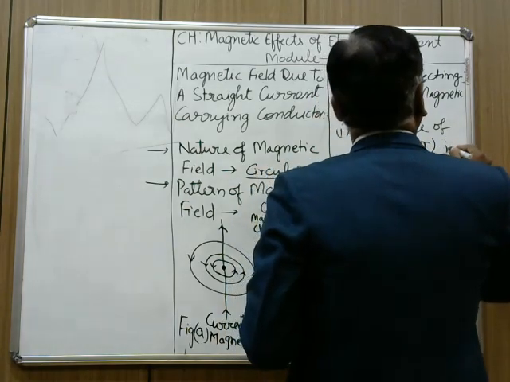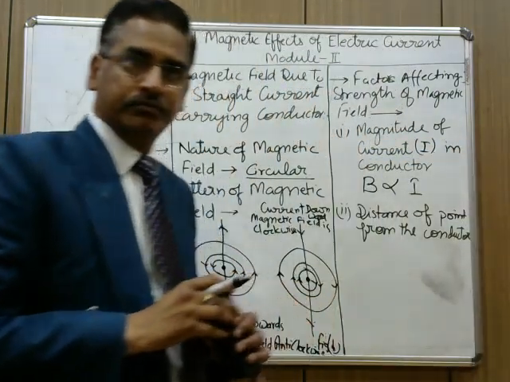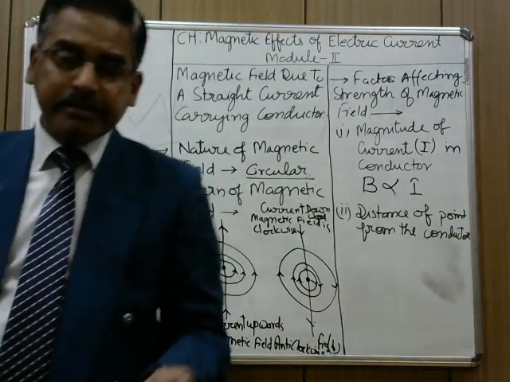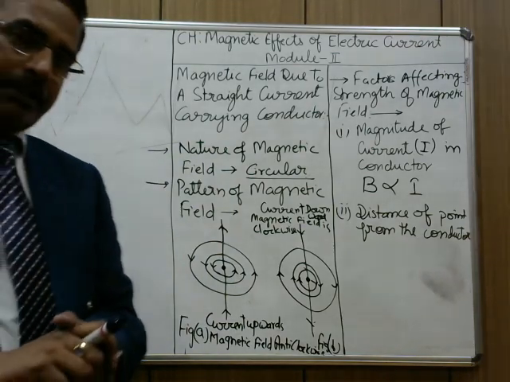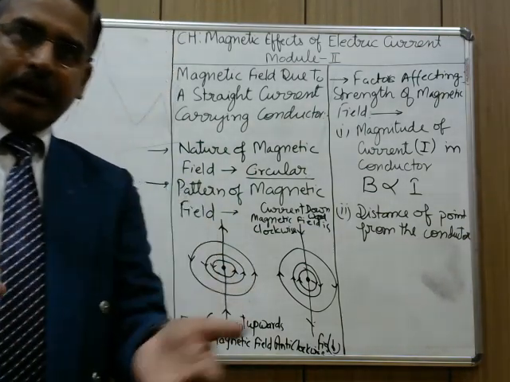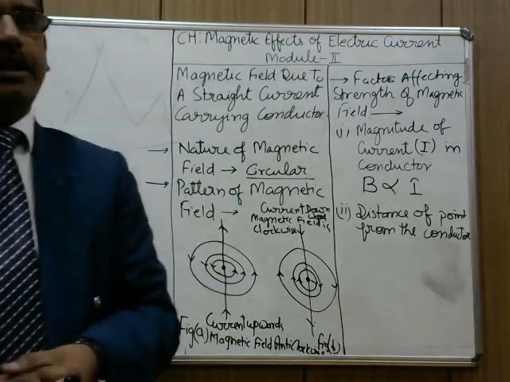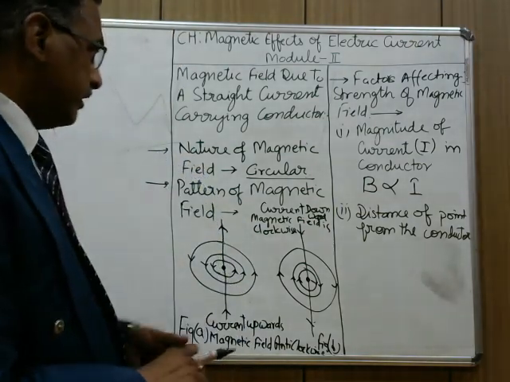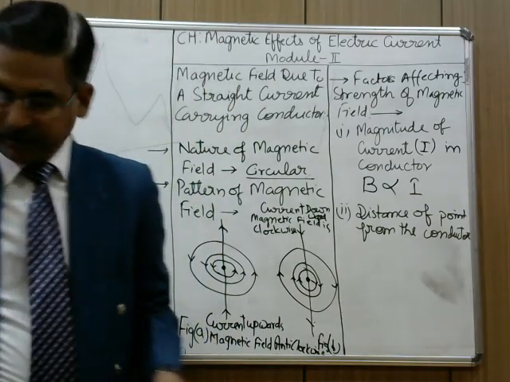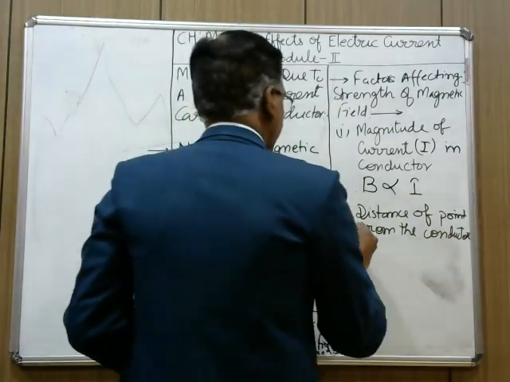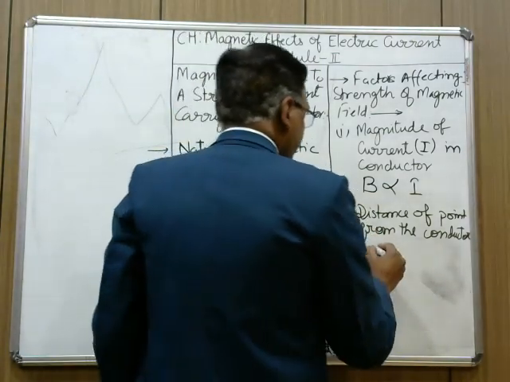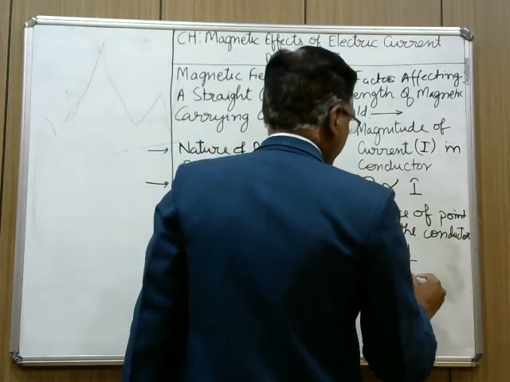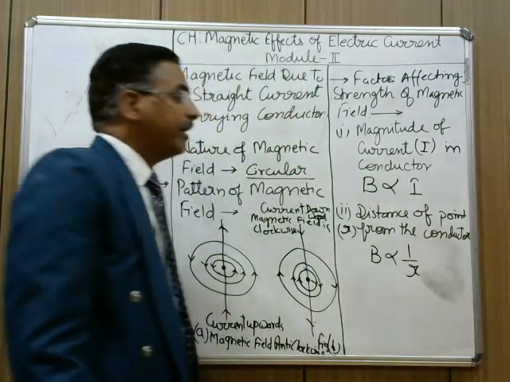In the conductor. What does it mean? It means if we increase the amount of current in the conductor, the strength of magnetic field at a point will also increase. Second, distance of point from the conductor. Suppose the distance is denoted by R, then strength of magnetic field at a point is inversely proportional to distance of the point from the conductor.